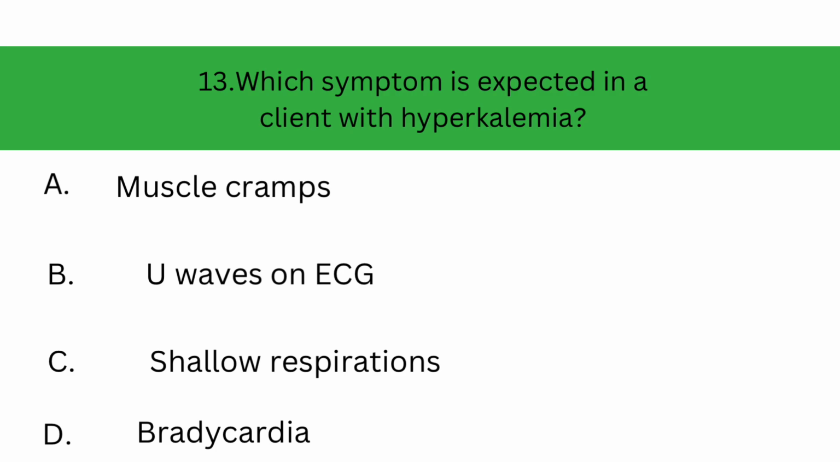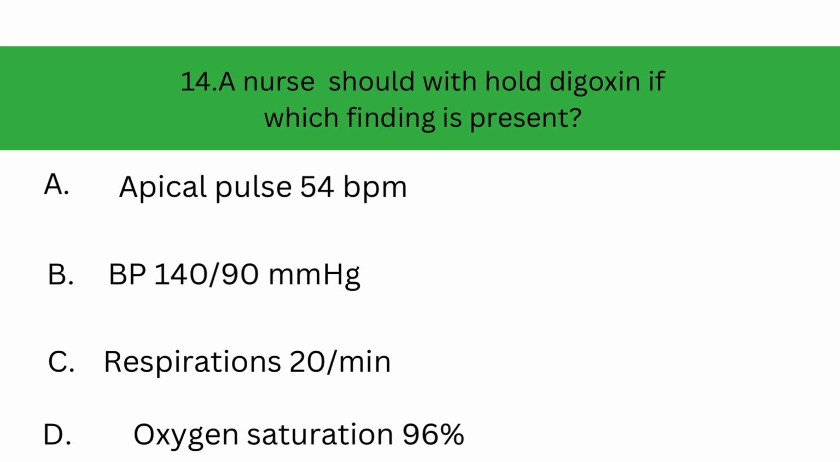13. Which symptom is expected in a client with hyperkalemia? A. Muscle cramps. B. U waves on ECG. C. Shallow respirations. D. Bradycardia. Correct answer: D.